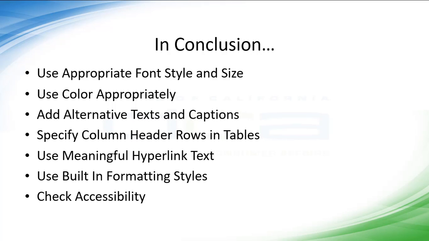You want to make sure your tables are free of blank cells, blank rows, blank columns. You want to use meaningful hyperlink text so that when that text is read back to the non-sighted user, they understand where they're going to go and what they're going to be getting from that link. You also want to make sure you're using the built-in formatting styles to help you create an online table of contents in that view navigation pane, as well as help you physically create a table of contents in your documents. And you want to use the check accessibility feature, which is built right into Microsoft Word.